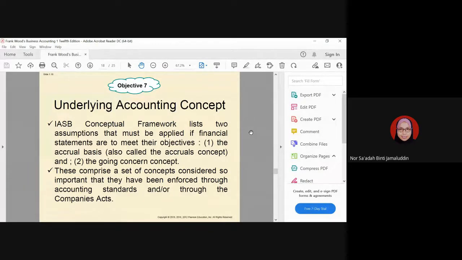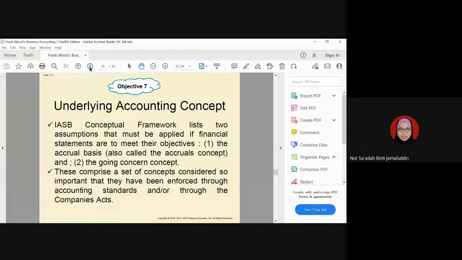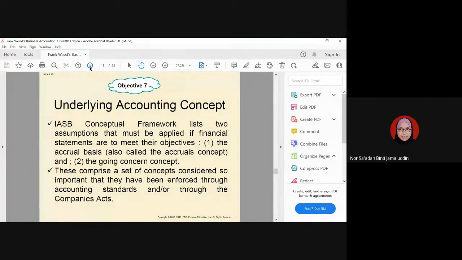As general information, if you refer to the IASB, one of the standards used internationally, the accounting concepts that you must apply if you want to prepare financial statements that meet their objective are: you must prepare the financial statements using the accrual basis, also called the accrual concept, and you must apply the going concern concept. This is a general accounting concept referred to by the IASB.